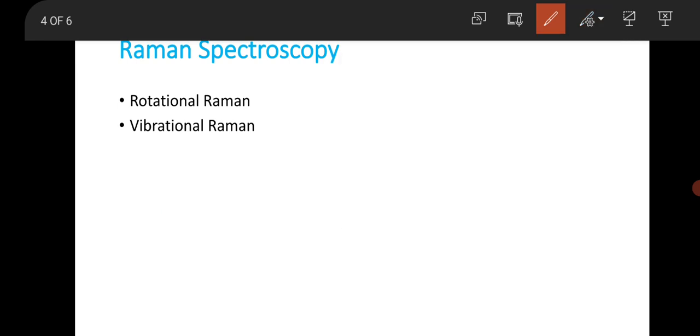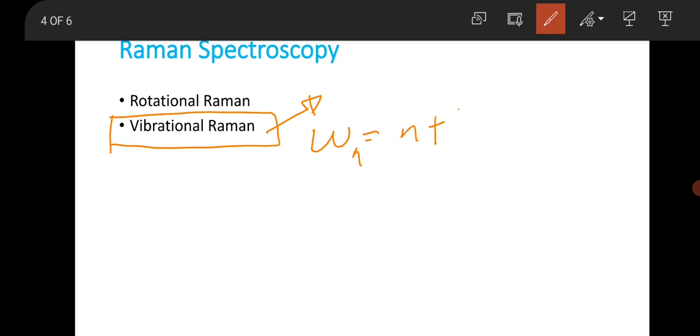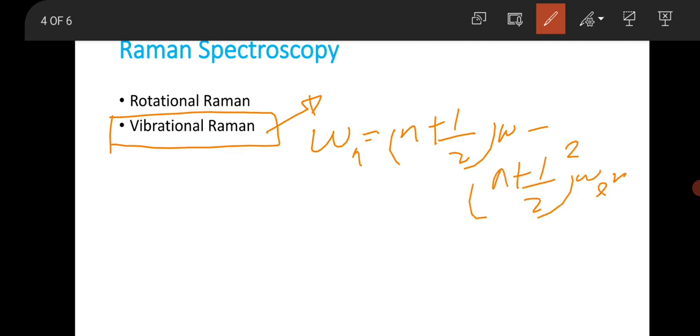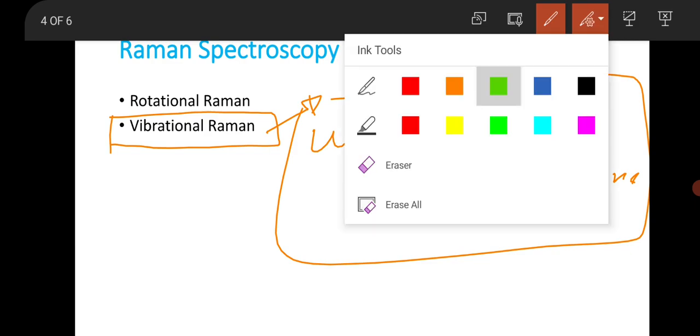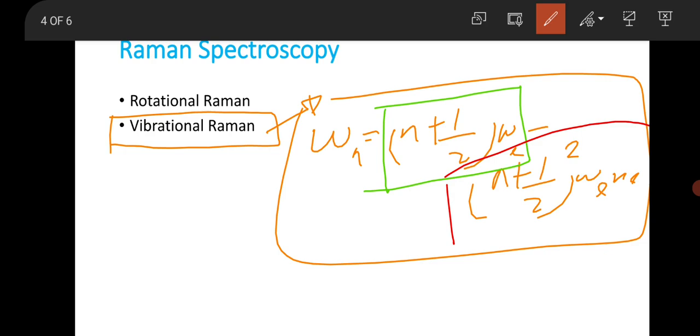If you move to the vibrational Raman, this also has a vital role in the examination. So this has a particular form, that is, omega n is equal to (n plus 1 by 2) omega e plus or minus (n plus 1 by 2) whole squared omega e xe. This is omega e. So from this expression, this term is for the harmonic oscillator kind of oscillation, and this term is due to anharmonicity.